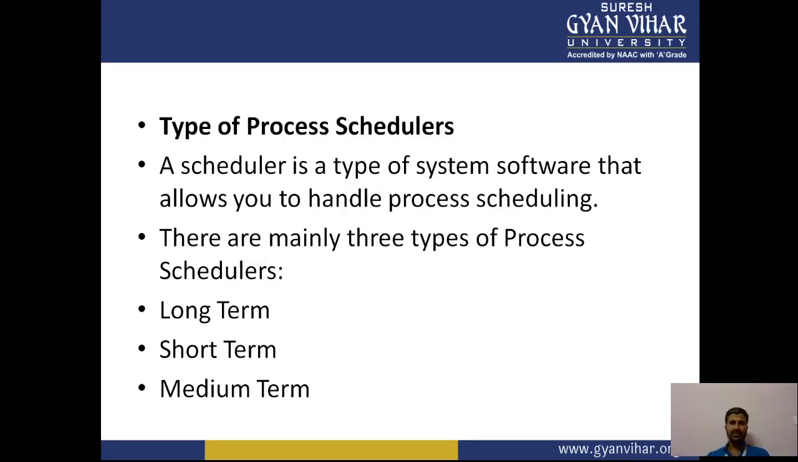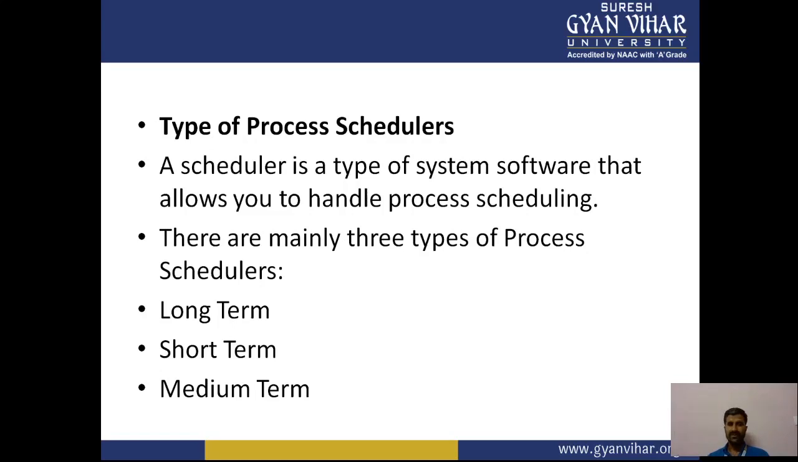So we are going to discuss certain types of process scheduling. A scheduler is a type of system software that allows you to handle process scheduling. There are mainly three types of process schedulers.